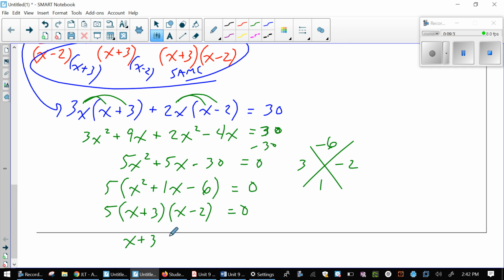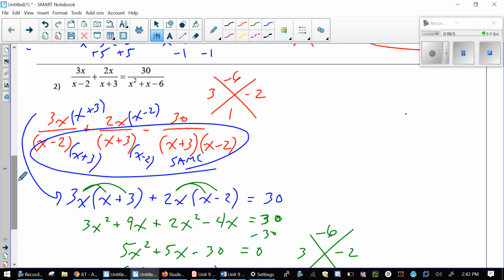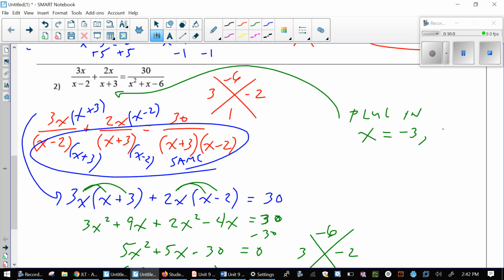Set those factors equal to 0. x plus 3 equals 0. x minus 2 equals 0. And we get x equals negative 3 and positive 2. Don't forget our check now, guys. Go back up to that original. Plug them in. Plug in x equals negative 3 and x equals 2.